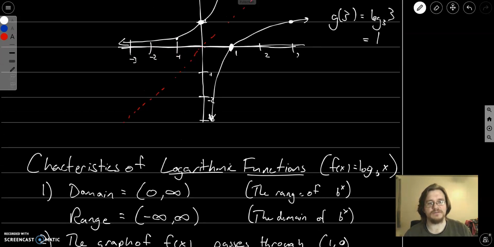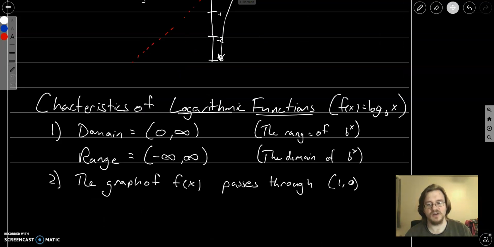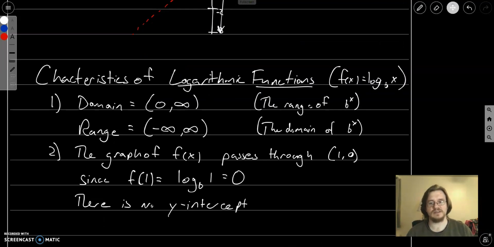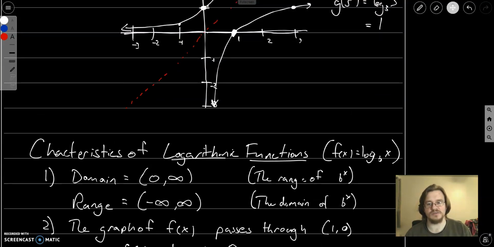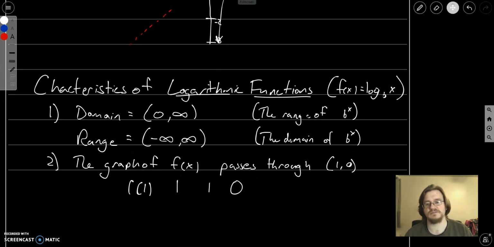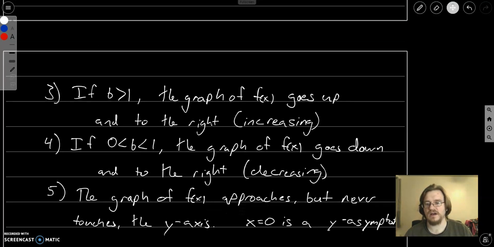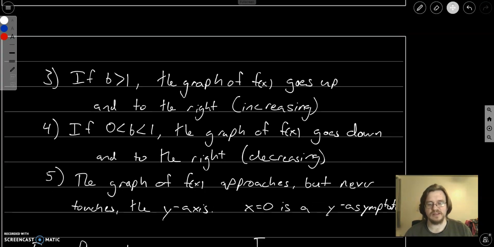So we always have exactly one x-intercept, and because we never cross the y-axis, we have no y-intercept. And in fact, this is just going to be a vertical asymptote. When b is greater than 1, like the graph that we just saw, the graph is going to go up and to the right. So it roughly looks like this.